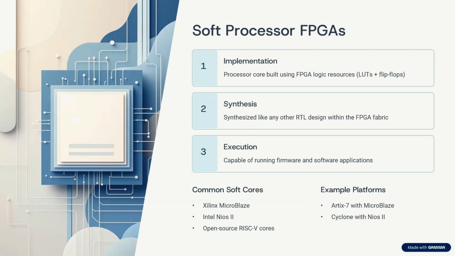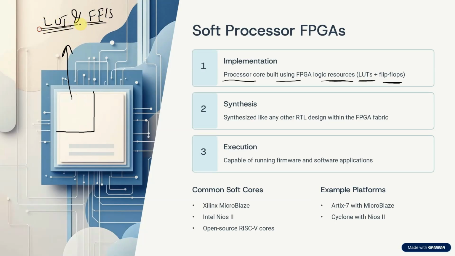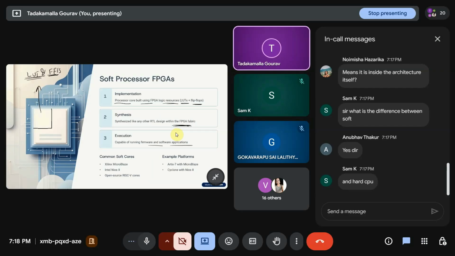Now, what is a soft processor? Basically, as I've told you, it is a processor core built using the FPGA logic, using the LUTs and flip flops. So you have an FPGA, and some portion of this FPGA is utilized for implementing a processor using the LUTs and flip flops. The developers have already implemented a processor using these LUTs and flip flops, and you cannot access that. It is synthesized like any other RTL design within the FPGA fabric, and it is capable of running firmware and software applications. Now, is it clear?